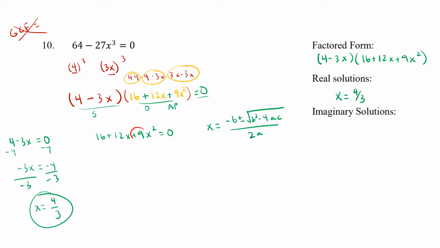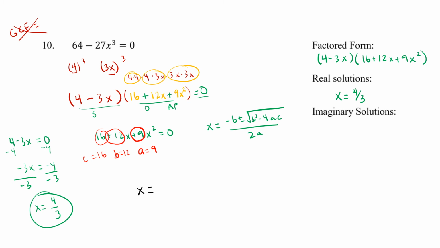A is always attached to x squared, so a is positive 9. B is always attached to the x, so b is positive 12. C is that constant at the end, so c is 16. You have to be careful there when you're finding a, b, and c. Other than that, take your time and you'll be fine.